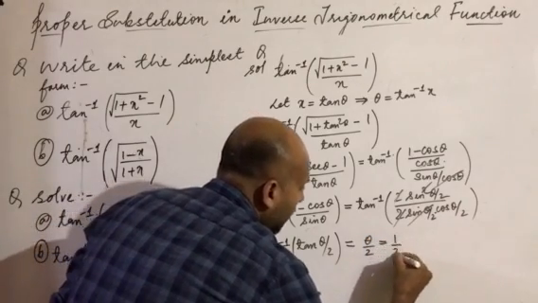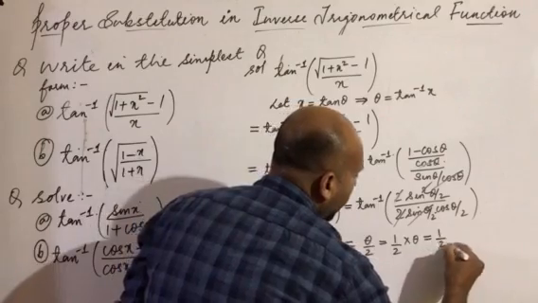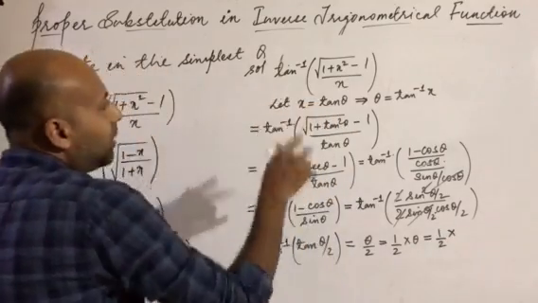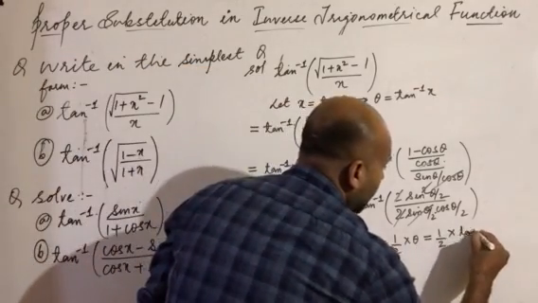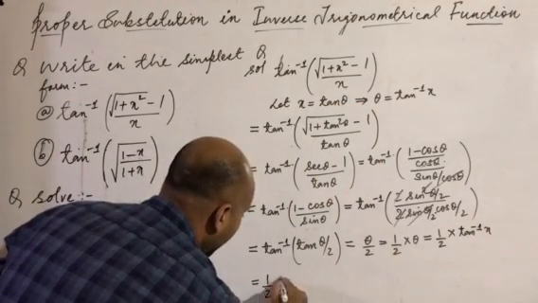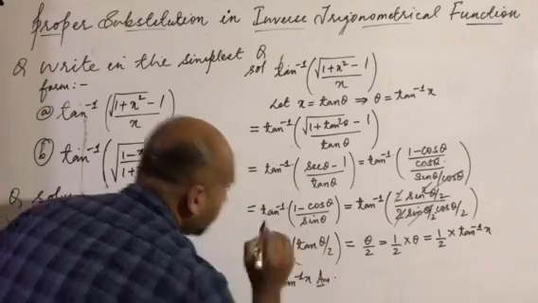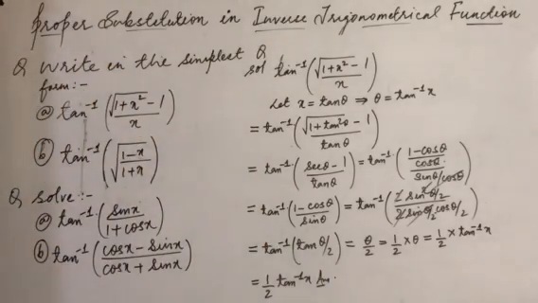This can be written as 1 by 2 times theta. And 1 by 2 times theta means 1 by 2 times, we have already calculated the value of theta, which equals tan inverse x. So your answer will be simply 1 by 2 times tan inverse x, and this is your final answer. Is it understood, all of you? Let us move to the next sum.